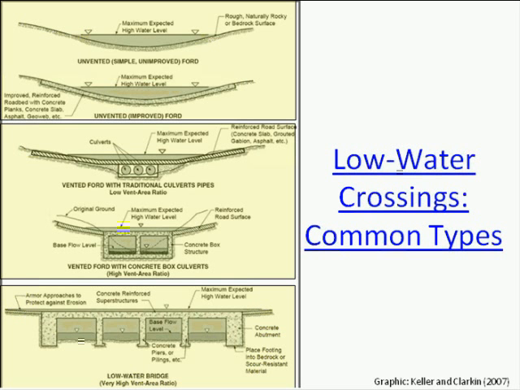The middle 2 are known as vented fords and consist of a hardened road surface underlain by corrugated metal or concrete box culverts, for example. The bottom structure is a low water bridge where the road surface is supported by piers or spread footings with a natural channel bottom, and the structure is meant to be overtopped by larger flow events. As you may imagine, these things range in cost, construction requirements, and their effects on stream and passage continuity.